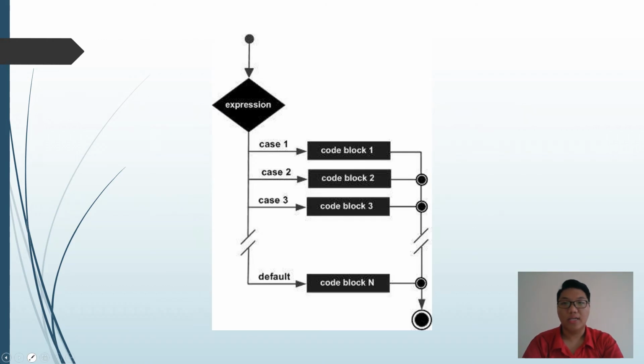Okay, now let's look at this flowchart to give you a better understanding about how the switch case works. So, at first, we have an expression over here. If the expression meets the condition of case 1, then we execute code block 1, which means the statement 1. If it doesn't meet case 1, then it will look for case 2 or case 3. If it doesn't meet any of the conditions over here, then it will run the default statement, which is code block n.